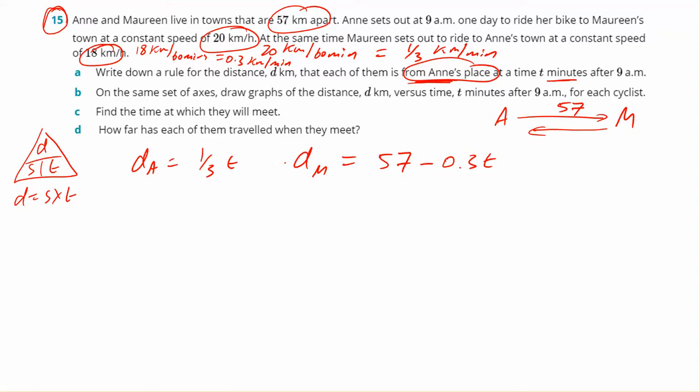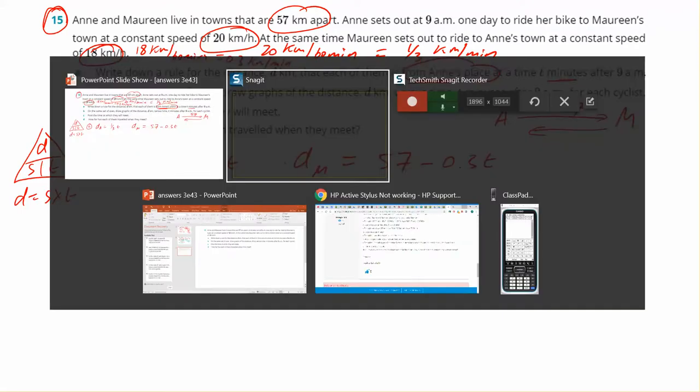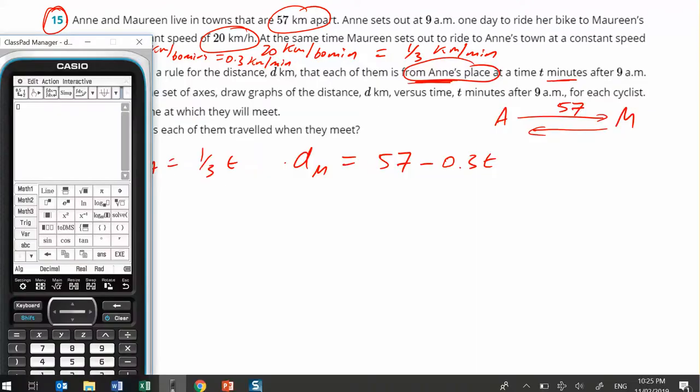So for part B, we want to sketch the graphs on the same set of axes. But first of all, I need to find the time at which they meet. To do that, I use the CAS calculator. So I'm going to go simultaneous. So y equals a third x and y equals 57 minus 0.3 x, and I'm solving for x, y. So we can see that they're going to meet at 90 minutes and at a distance of 30 kilometers.